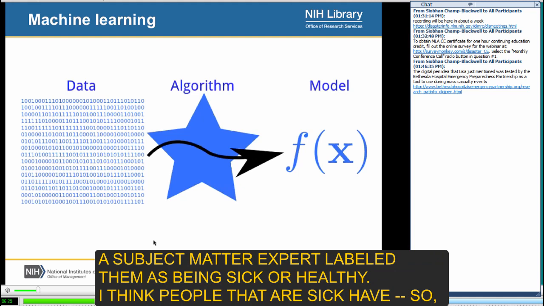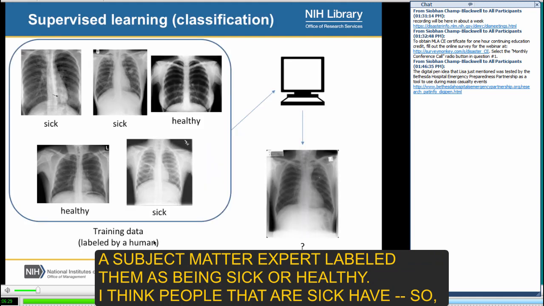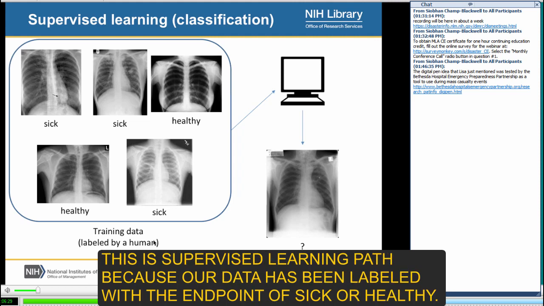There are several types of machine learning, but two I want to talk about here. And the first one is what's called supervised learning. In supervised learning, the reason it's called supervised is that we have data points that are already labeled with our outcome of interest. So for example, here I have a bunch of different images. I think these are x-rays of lungs, and someone, a subject matter expert, has gone through and labeled them as being either sick or healthy. I think the people that are sick have tuberculosis. This is a supervised learning task because our data have been labeled with the endpoint of sick or healthy.